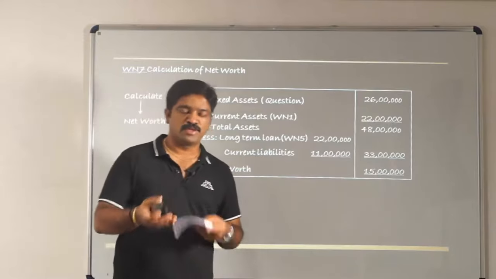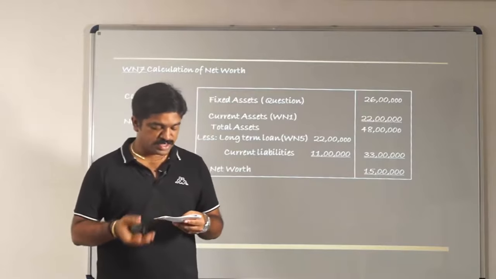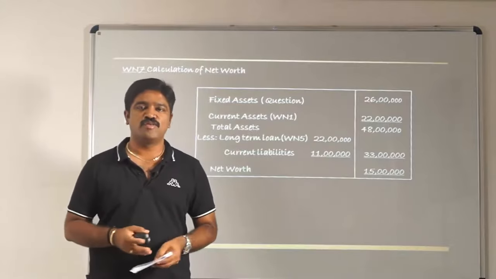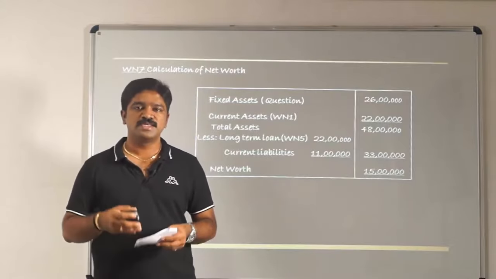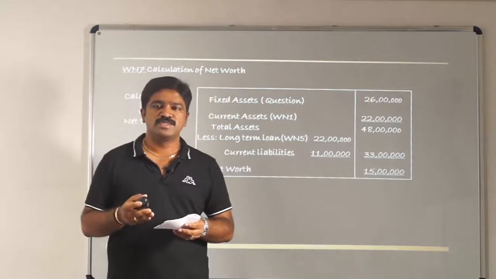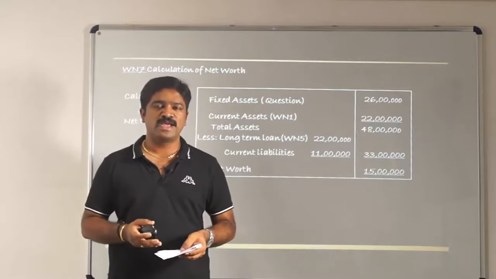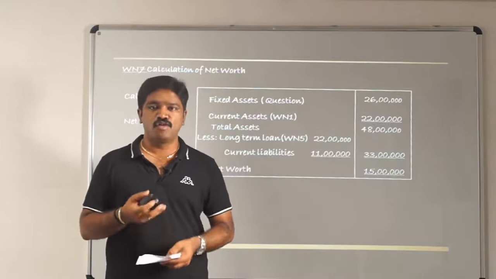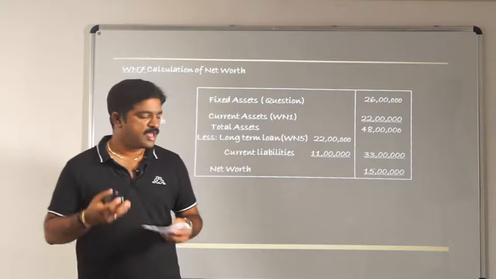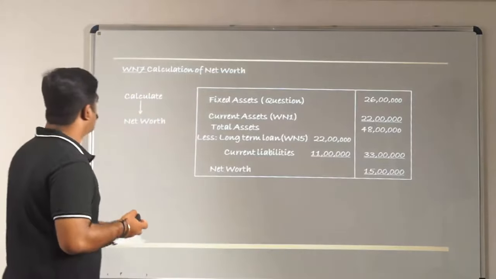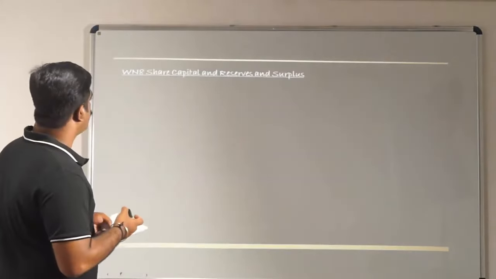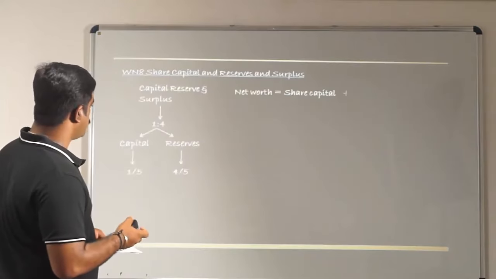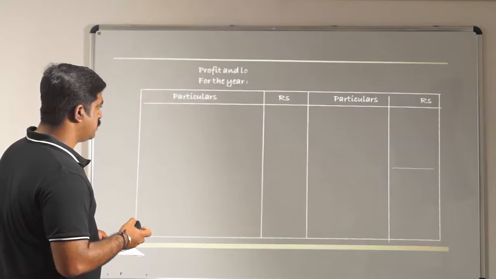Now it's time to go back to the question. The question says capital to reserves and surplus are in the ratio of 1:4. It means both put together is 1 plus 4, that's 5, and capital is 1/5 and reserves are 4/5. So that should be the understanding, and for that let's have this working note number 8, where we'll find out share capital and reserves and surplus. Let me just run them. I'm running them.